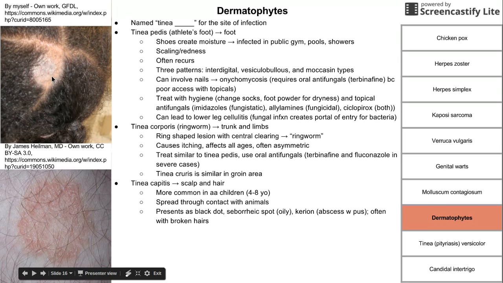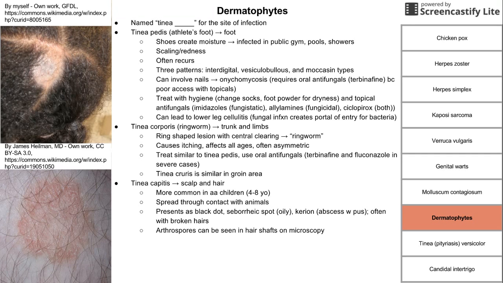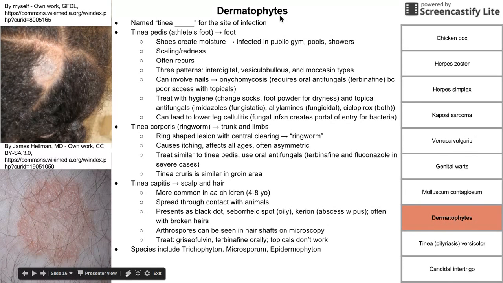And you can see there's a bald spot there too as a result of the fungal infection. Arthrospores can be seen in hair shafts on microscopy. That's one way to diagnose it. And you treat this disease with griseofulvin, terbinafine orally. Topicals do not work in the hair. Species that might cause a dermatophytic infection are trichophyton, microsporum, and epidermophyton.